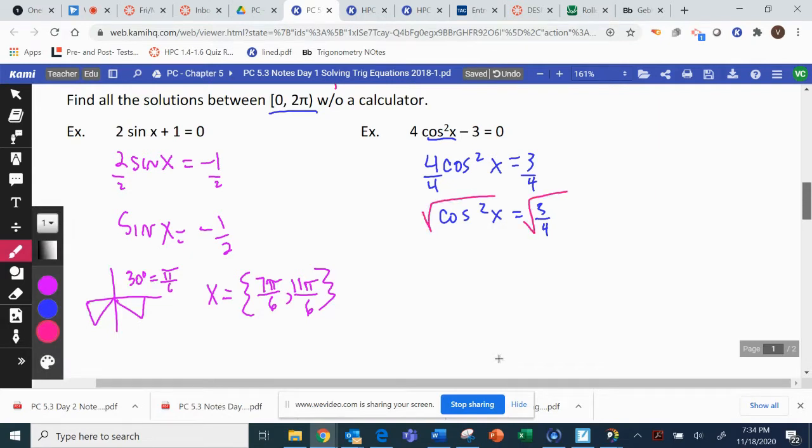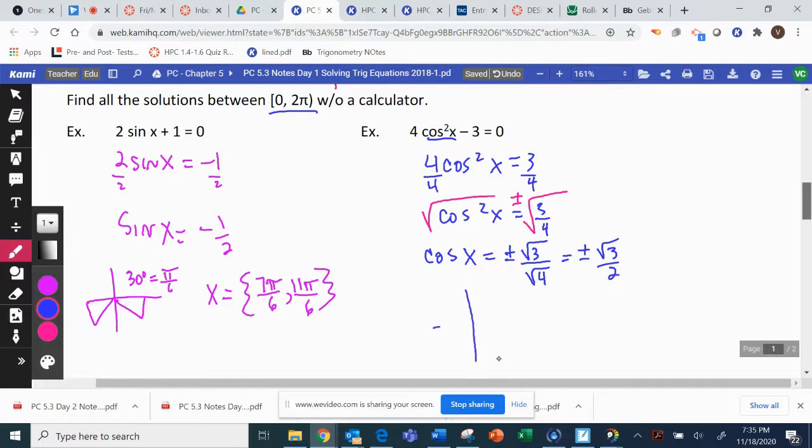And we have a rule. If you square root, you've got to put the plus minus in there too. So now I have cosine x is equal to plus minus. When I square root a fraction, I can also square root the denominator and the numerator separately. So I'm going to get square root of 3 and square root of 4, which I can simplify. Plus minus square root 3 over 2.